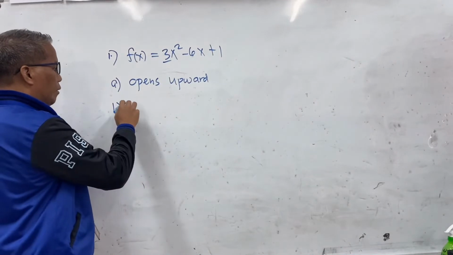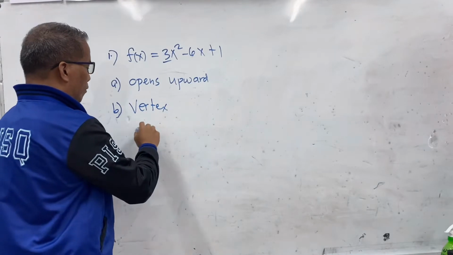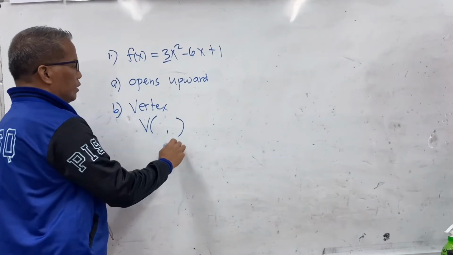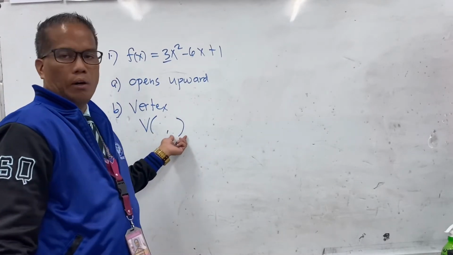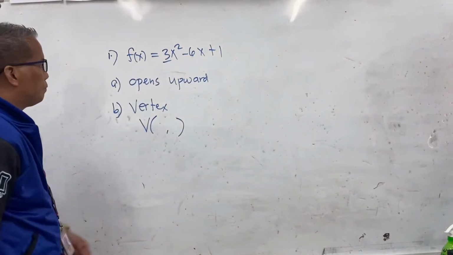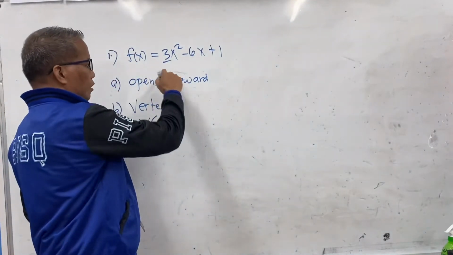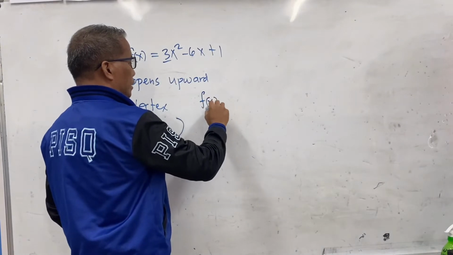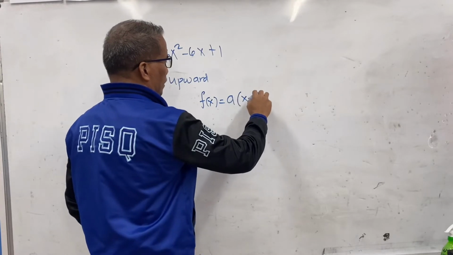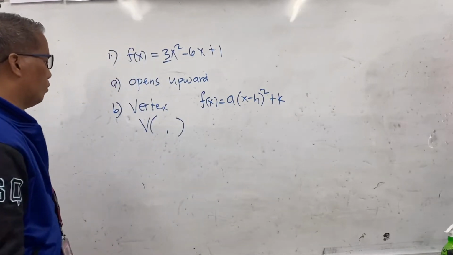Then next, letter B, we are going to find the vertex. To find the vertex, we will use V(h, k), to find the value of x and y here, the h and k. Since the given is the standard form of the quadratic function, we will change this into vertex form: f of x equals a times x minus h squared plus k.